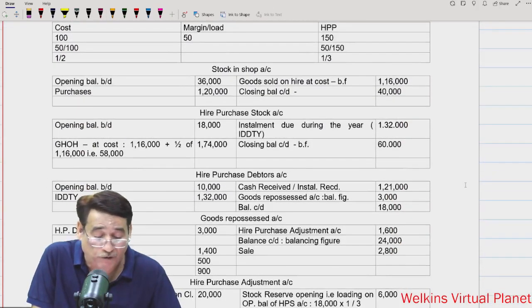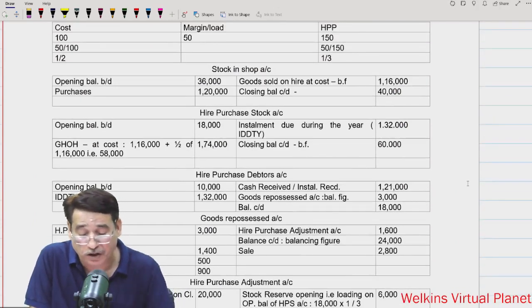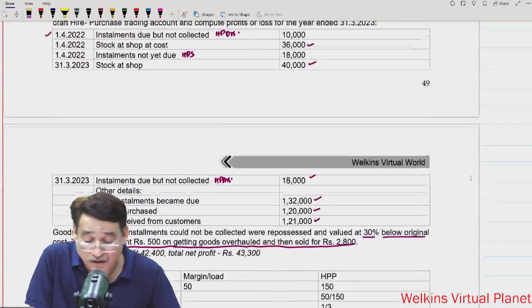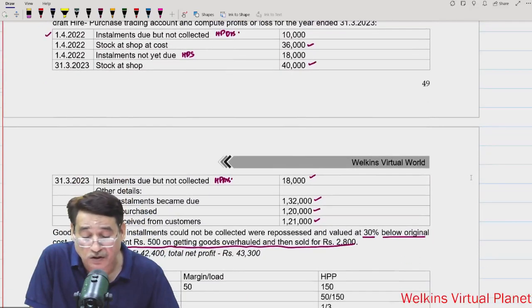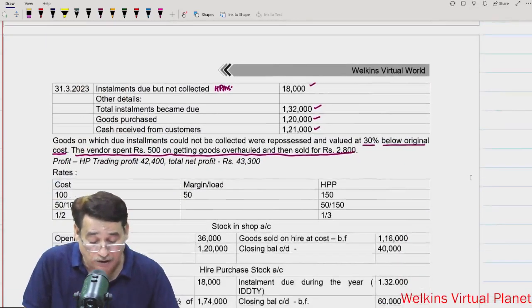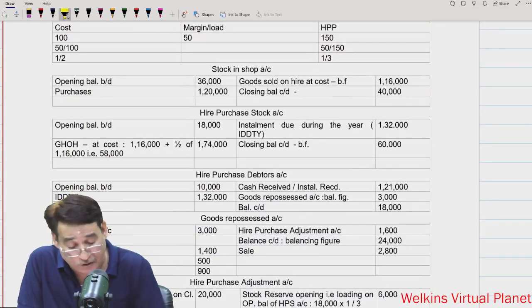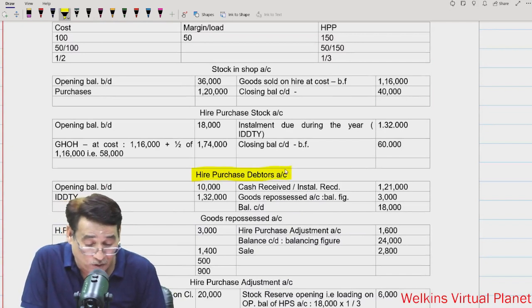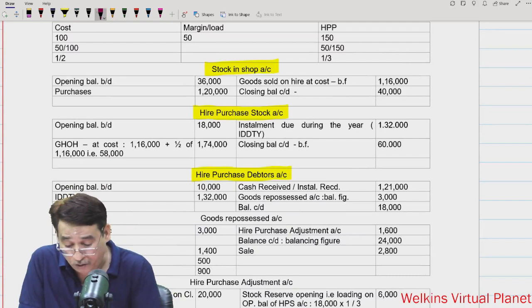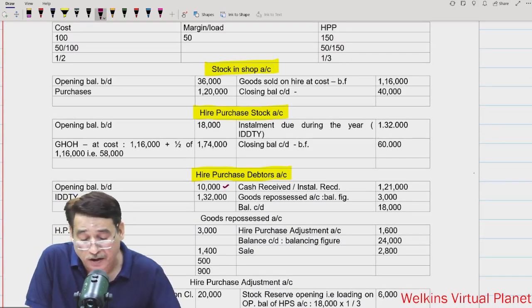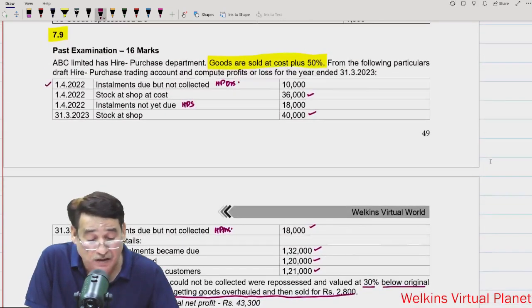So how will we find it out? I will tell you. First of all, just pay attention here. The first information in the question is installment due but not collected. Now installment was due but not collected. It relates to the hire purchase debtors account. So in the hire purchase debtors account, you are going to write opening balance as 10,000, correct? This is the balance given.